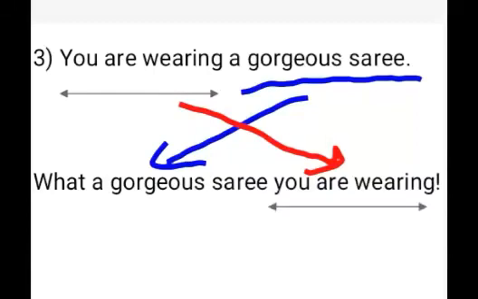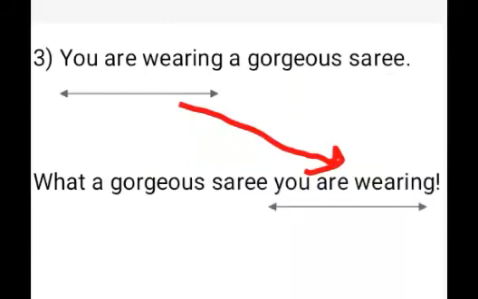You is subject, are wearing is the verb. Subject and verb are placed at the end in exclamatory sentence. Exclamatory sentence begins with what, as article a is used in the assertive sentence. Then adjective is written. Then sari, noun, is written. Subject and verb, and an exclamation mark at the end. What a gorgeous sari you are wearing is the answer.